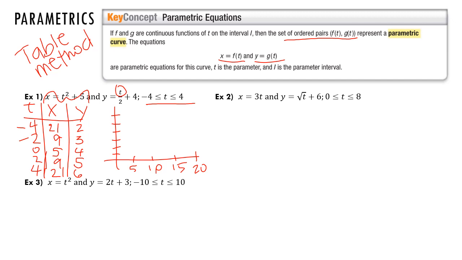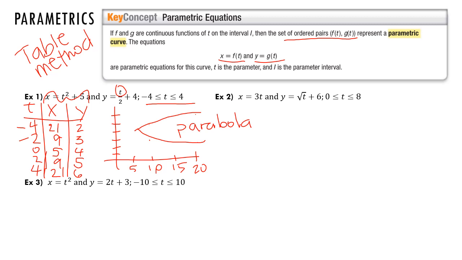So I'm going to plot the new x and y points to get my parametric function. So I go 21, 2, 9, 3, 5, 4. Now be careful not to use the t's. Don't use the t's, use your x and y. Then we're going back for 9, 5, and 21, 6. And you can see that we have a parabola, which you are going to have to name the shapes that you get. And they're going to be pretty easy, so you don't have to worry too much about it.